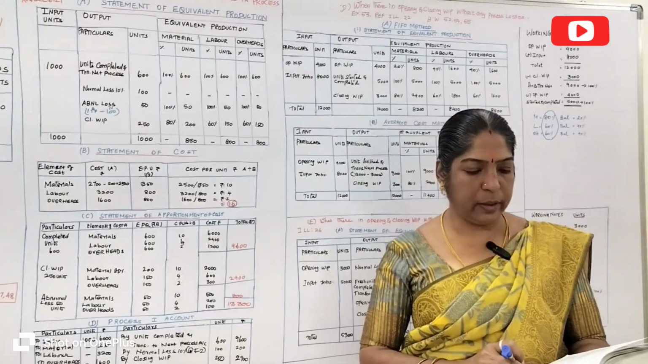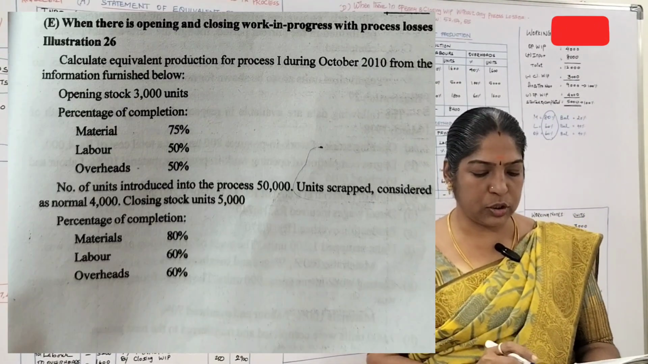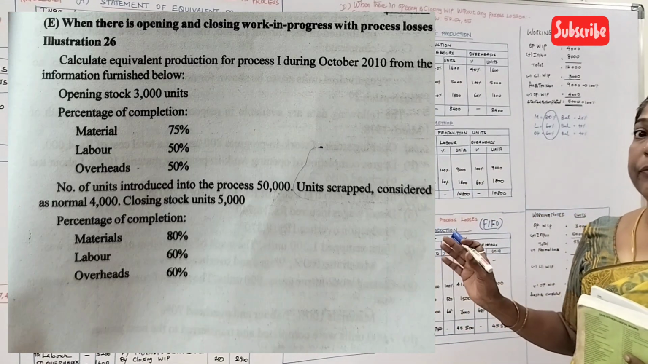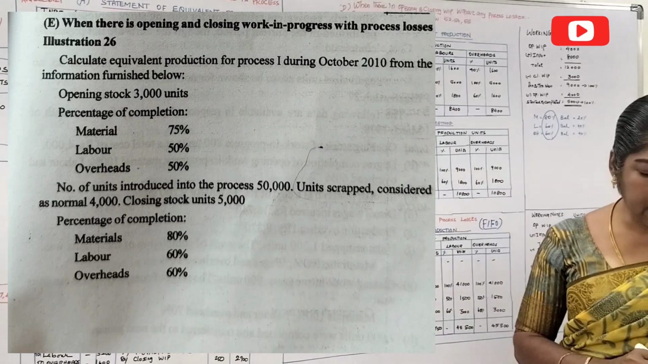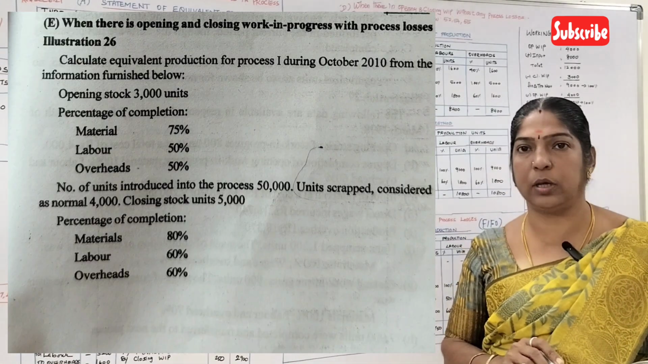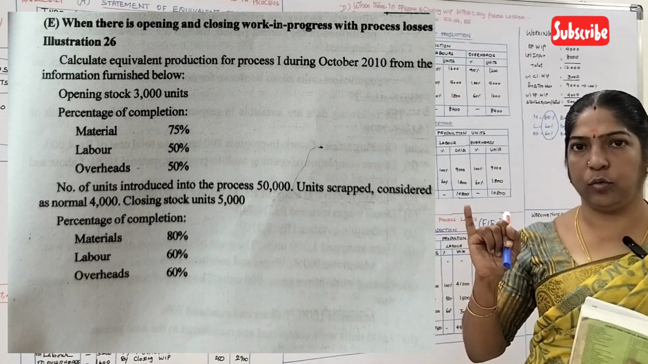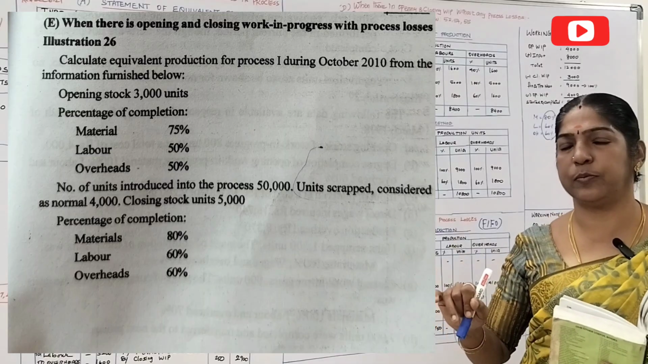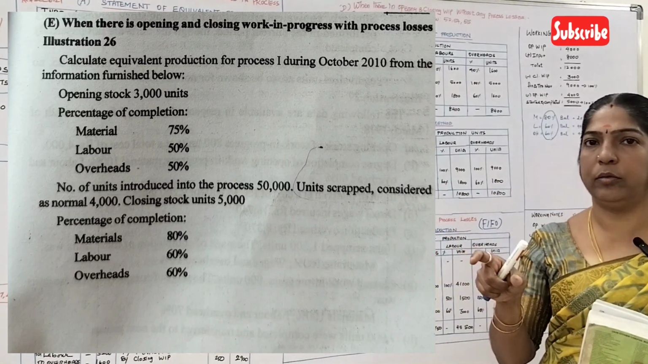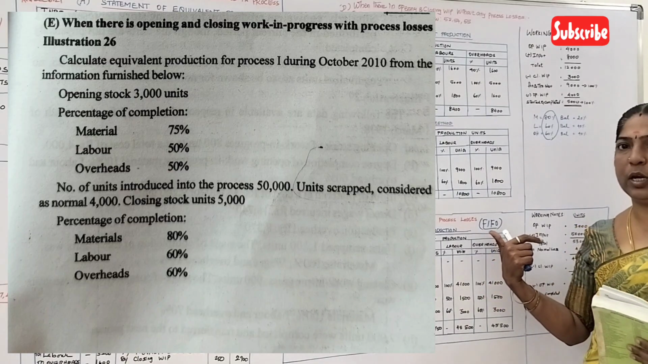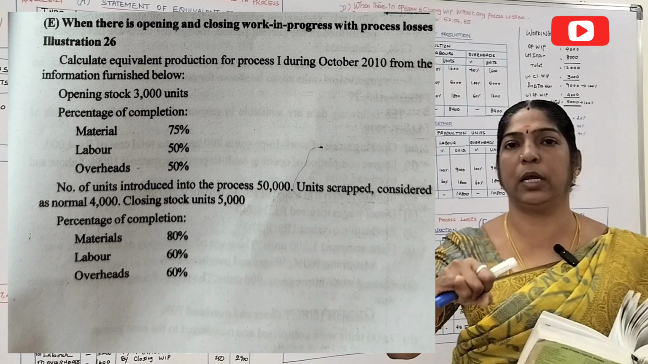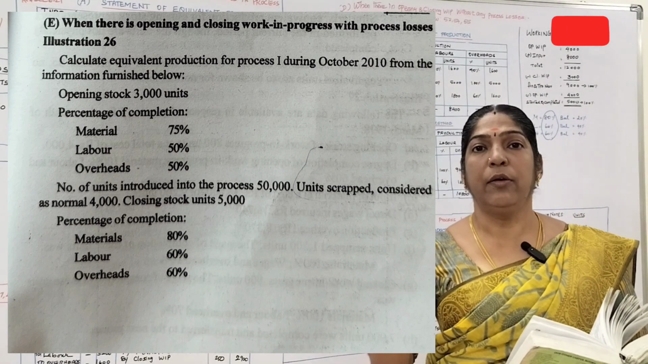Hi students, good morning. In process costing equivalent production, we are going to prepare the fifth type, that is when there is opening and closing work in progress with the process loss. If they give opening and closing work in progress with the process loss, how can you find out equivalent production? Through the FIFO method only we can find out the equivalent production if they give the opening work in progress and the closing work in progress with the process loss.